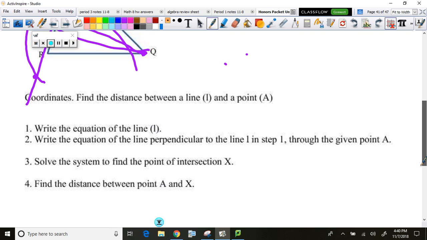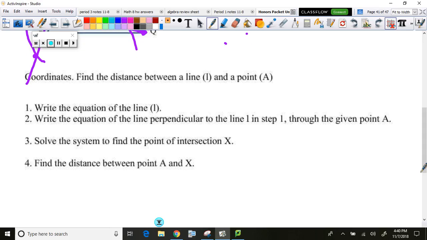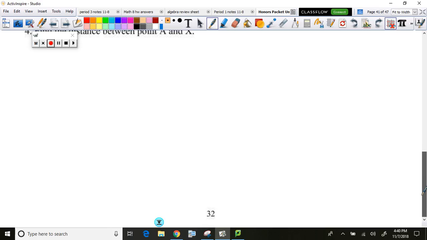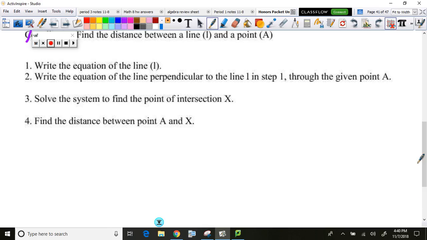So to find the distance between a line L and a point A on a coordinate grid, we're going to follow these 4 steps. We're going to write the equation of line L. We're going to write the equation of line perpendicular to line L through the given point A. Solve the system, find the point of intersection, and then find the distance between point A and X. I know that seemed like a lot. The best way to do it is we're going to do examples.